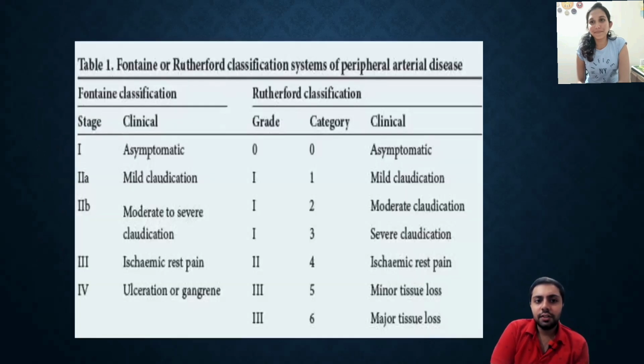Again, there are two classifications. We have the Fontaine and Rutherford classifications. Both are similar, but in Rutherford, we have two additional things: the minor and the major tissue loss. Again, as I can say, it is asymptomatic, mild, moderate, severe ischemic pain, minor and major tissue loss in the Rutherford, and in Fontaine we have ulceration or gangrene.